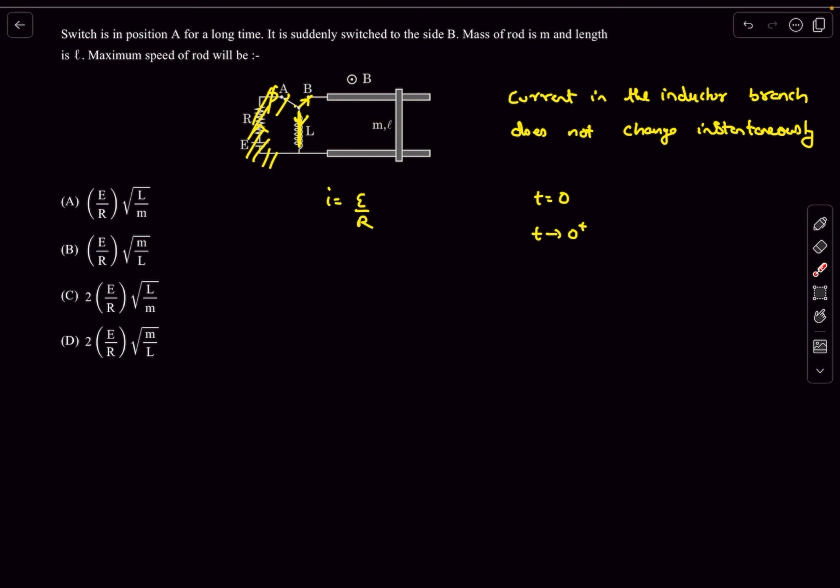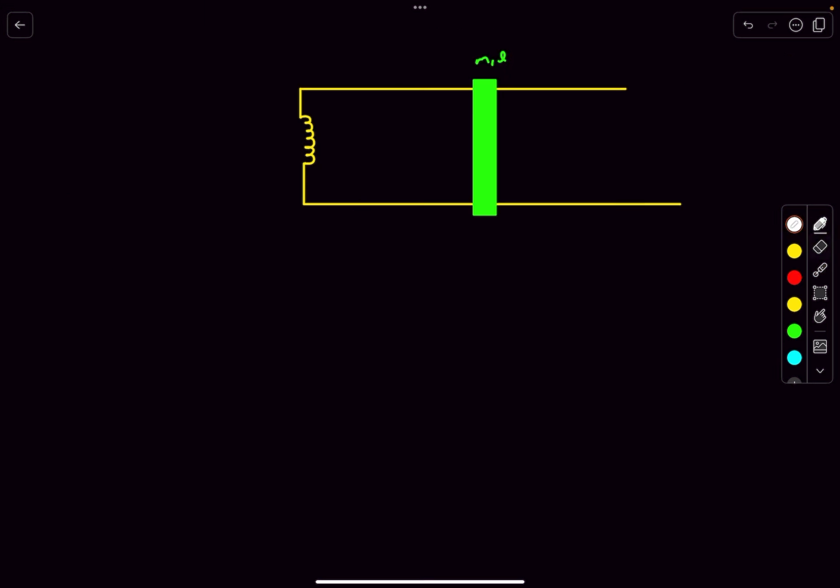So before switching, the current in the branch was E by R in the downward direction. So just after switching also, it will be E by R in the downward direction. There is one particular case in which this does not hold, and that we'll see in the next question. So in the inductor branch, there is a current of E by R. So this is the situation after t equal to 0 when the switch is turned.